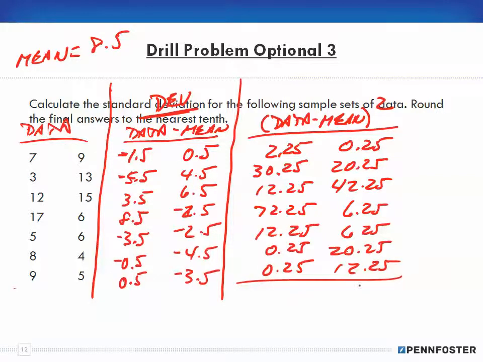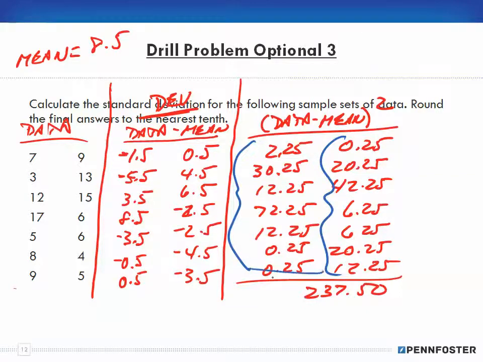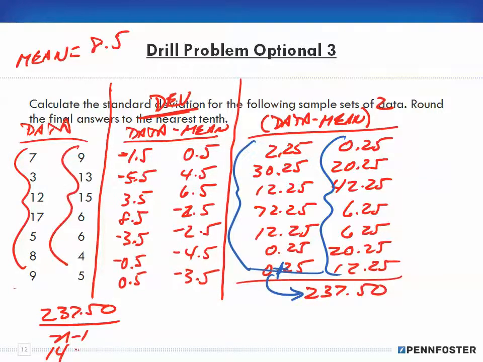When I add them all up, I come up with a total of 237.50. I'm adding this column and this column all together. So this plus this gives me that. I have my 237.50, and I'm going to divide that by n minus 1. So what is n? Well, n is the number of data points, and the number of data points happens to be 14. There's 14 numbers here. So 14 minus 1 is 13. I take my 237.50 and divide it by 13.